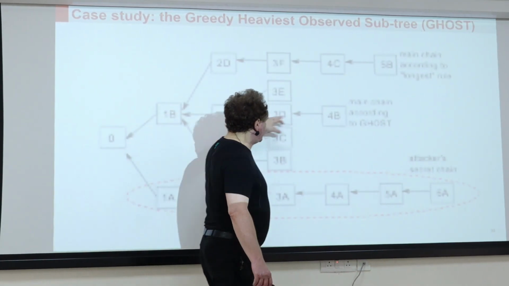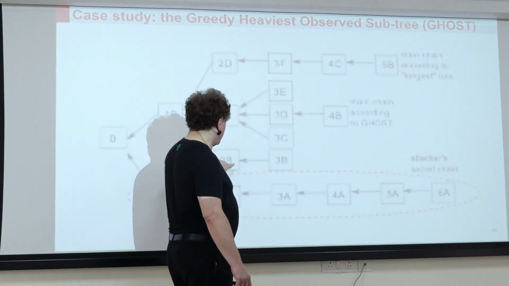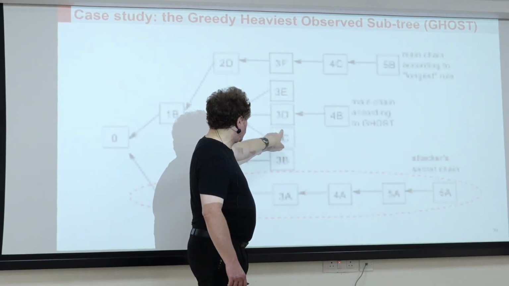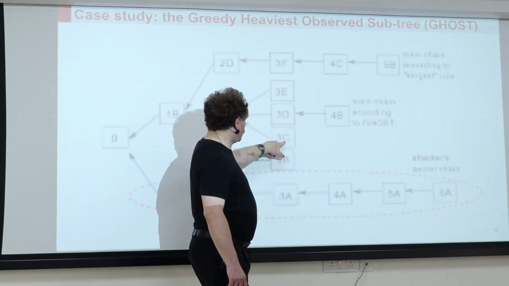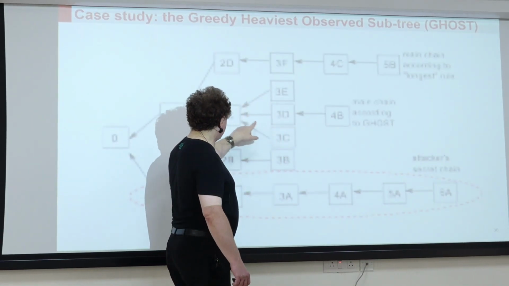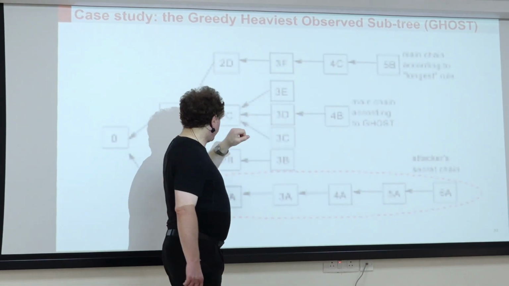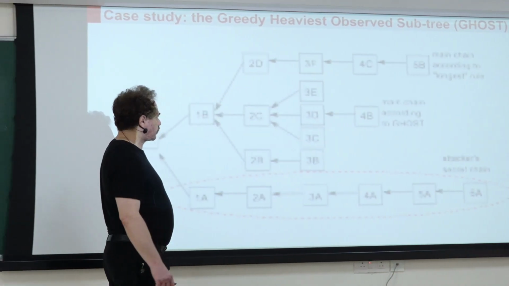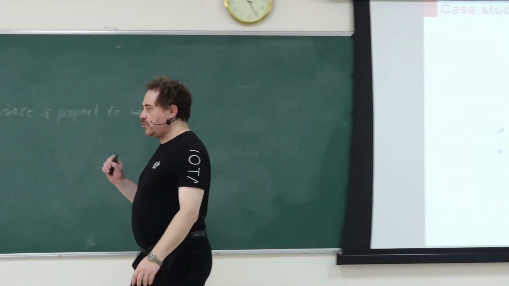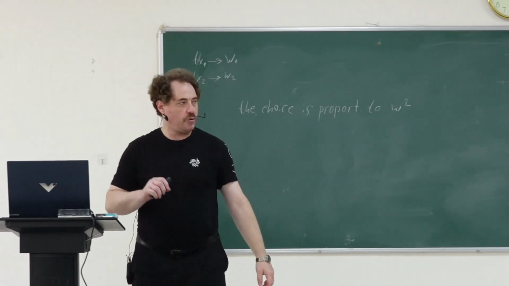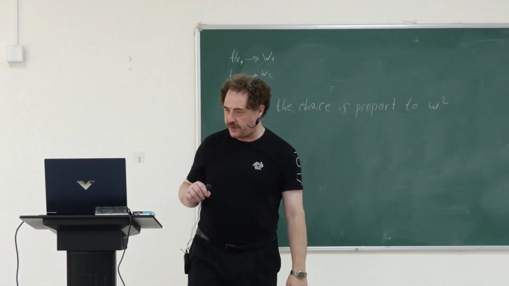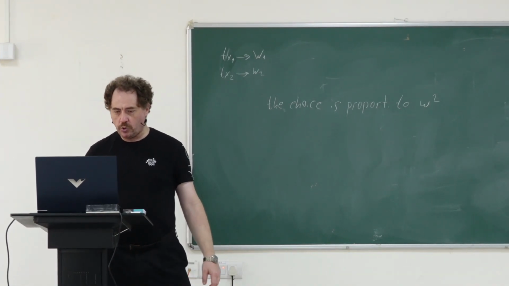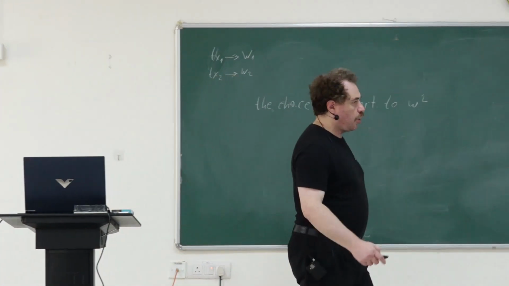For example, here the main chain may be this chain, while this node would be an uncle. An uncle is not on the main chain, but its weight contributes to the weight of this node. And this is why this node is selected for the main branch. So the original Ghost protocol only used uncles for the calculation of weights. But later protocols also reward creators of uncle blocks.